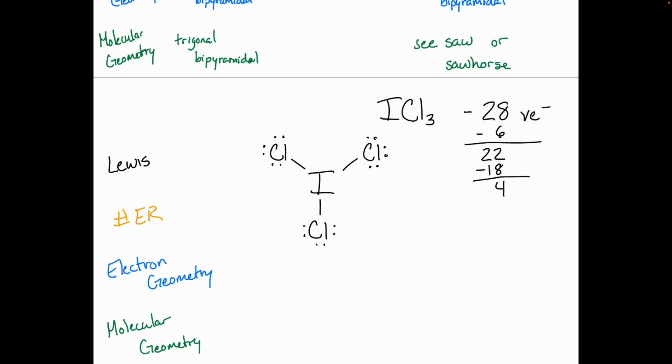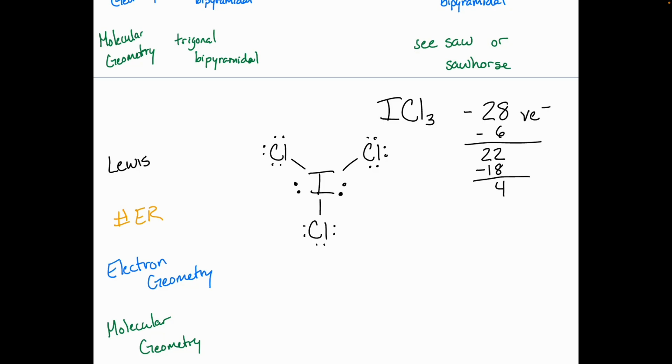All right, so I put down my iodine in the middle and decorated it with these 3 chlorines, and I drew those single bonds, getting rid of 6 of my electrons. Then I made everybody on the outside happy, putting lone pairs on those chlorines, putting down a total of 18 electrons. And now I've got 4 left over. Where are those 4 left over going to go? That central atom.